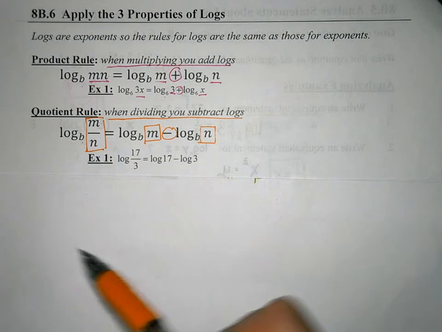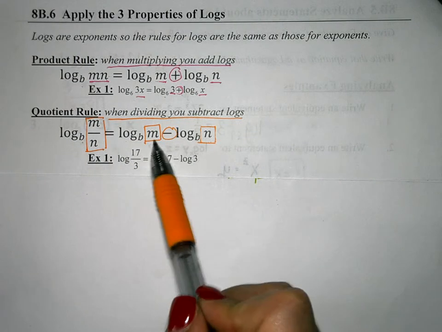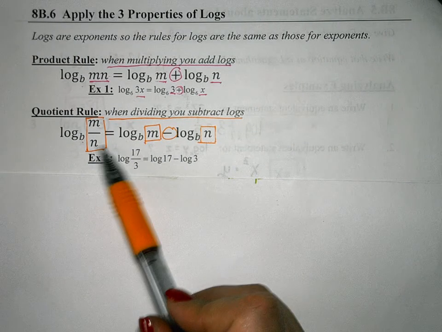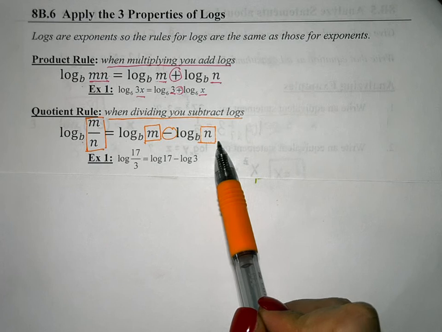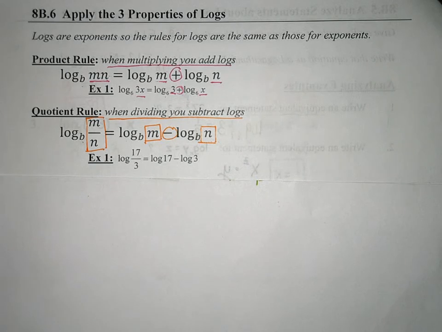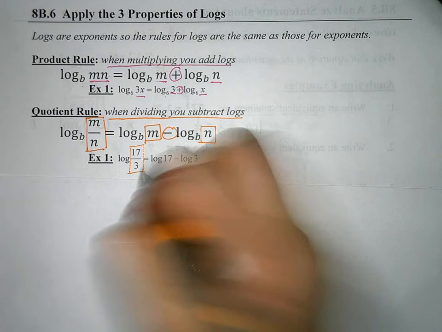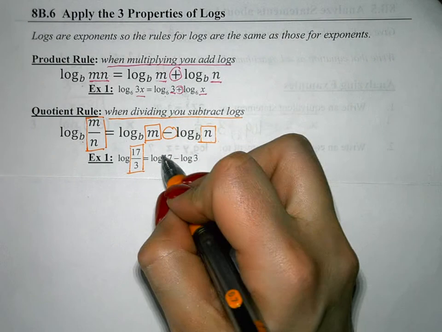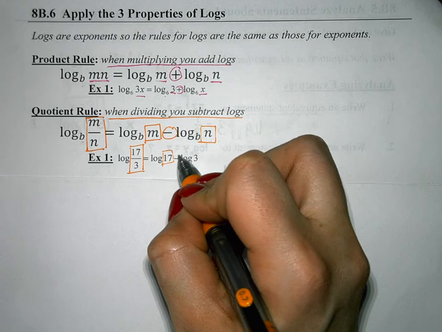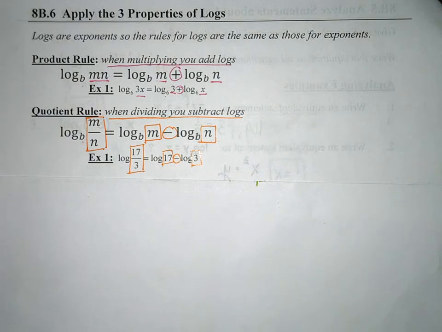Now, the order is important here. So whatever is in your numerator is going to be the first log. Whatever is in your denominator, that's what you are subtracting in the second log. So for example, if I give you log of 17 over 3, I can rewrite that as log of 17 minus log of 3.